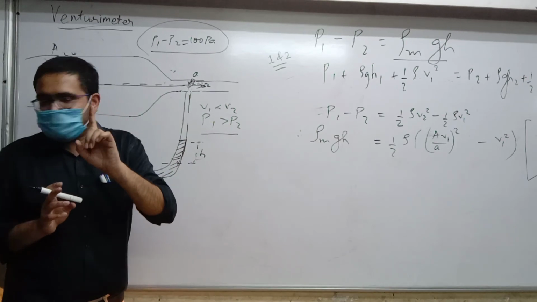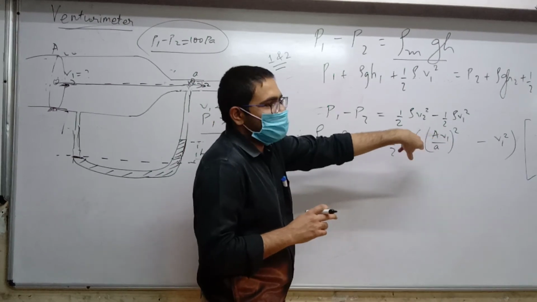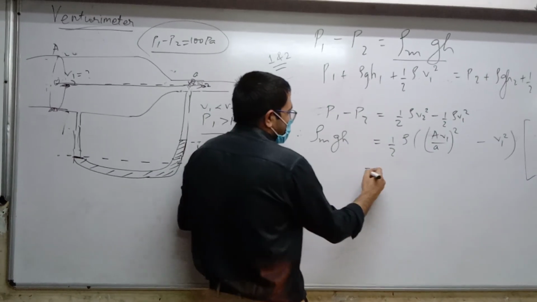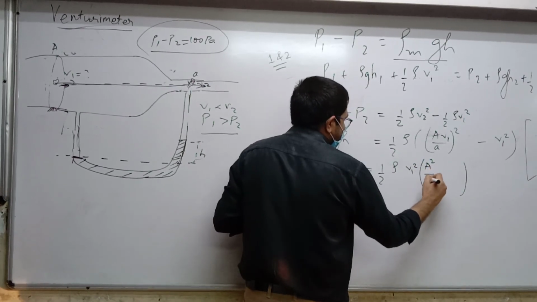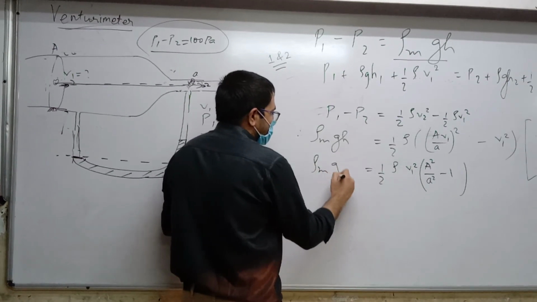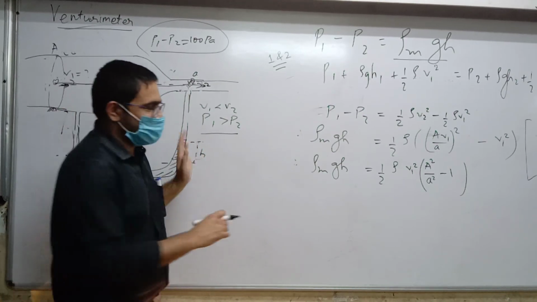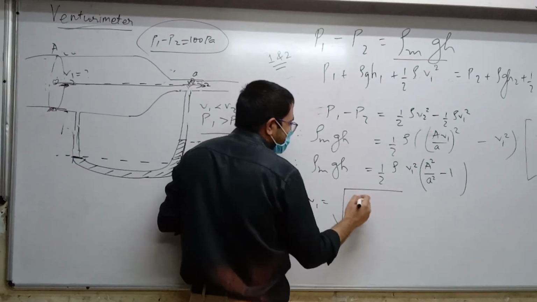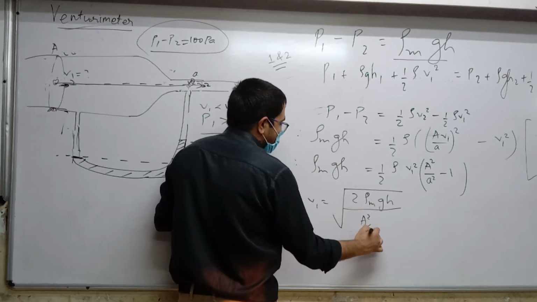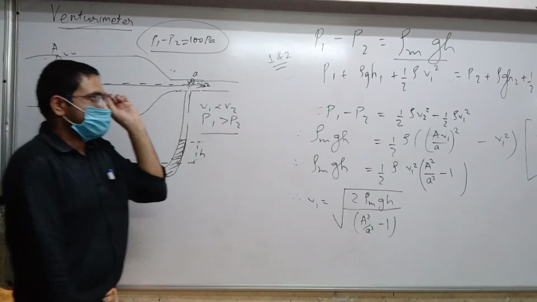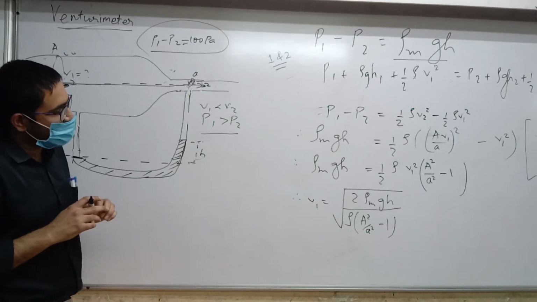Take a step back here. What's common on the right side further? V1 square. So if you take it common, 1 by 2 rho V1 square common, and then you have A square by a square minus 1, and that is equal to rho m g h. આપણે શું ફાઇન્ડ કરવું છે? V1. બાકી બધું આમ જવા દો. So V1 equal to square root of 2 rho m g h upon rho times A square by a square minus 1. Clear? થઈ રહી નથી ને હવે? હા થઈ ગયું.